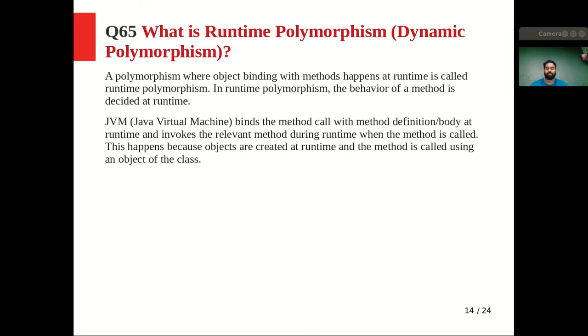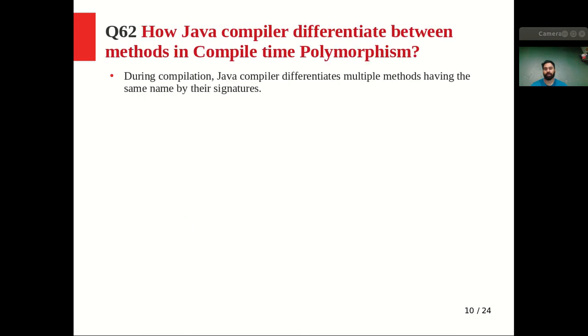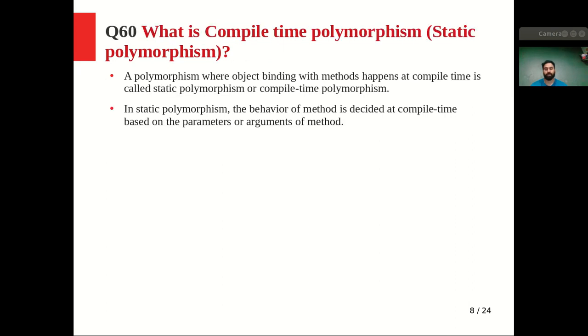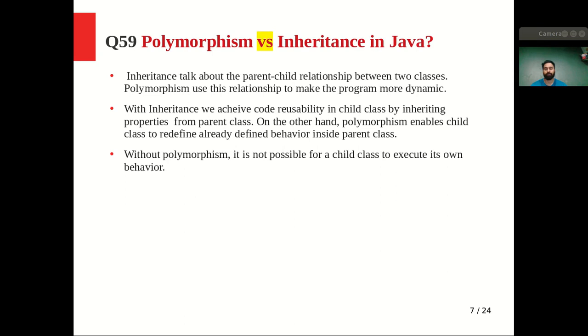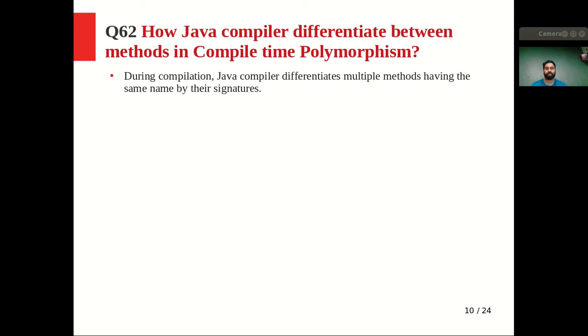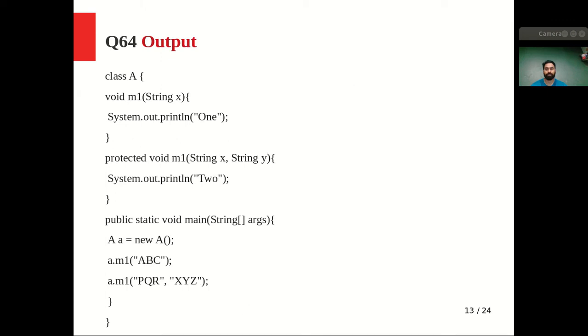So this is the continuation of my last session, where we discussed interview questions on the topic of polymorphism. There we discussed 14 important interview questions about method overloading, polymorphism and the types of polymorphism, compile time polymorphism, and also polymorphism versus inheritance. In this lecture we are going to discuss the second type of polymorphism, that is runtime polymorphism.